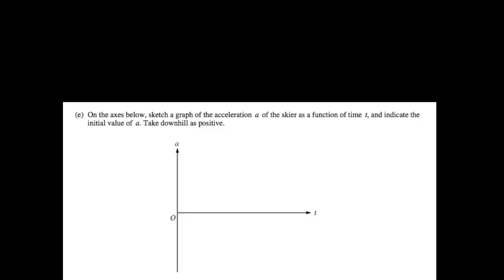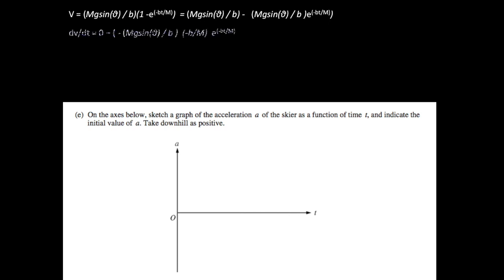Finally, part E asks us to sketch a graph of the acceleration as a function of time t, and we can take downhill as positive. Well, we know the equation of v in terms of t. We can multiply out the term mg sine theta over b, then take the derivative with respect to t to find a. You can simplify the equation and get dv over dt is equal to g sine theta times e to the negative bt over m.